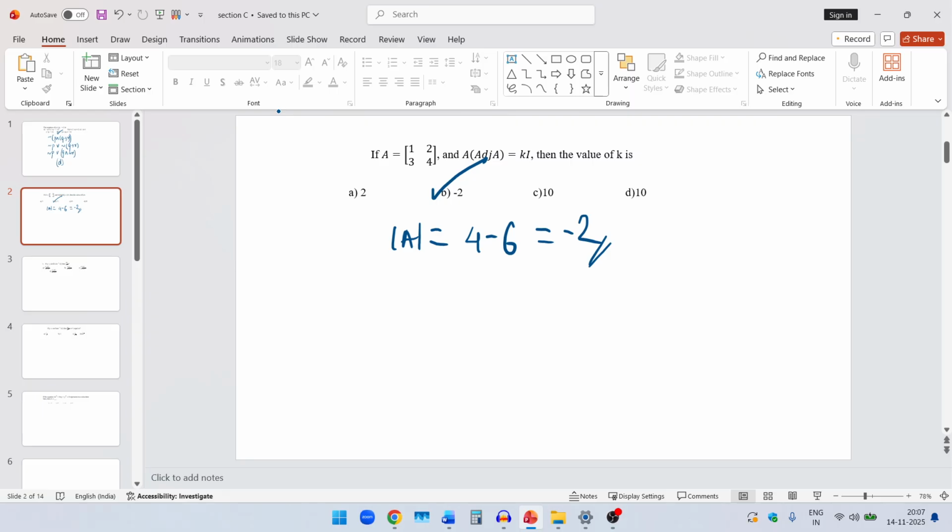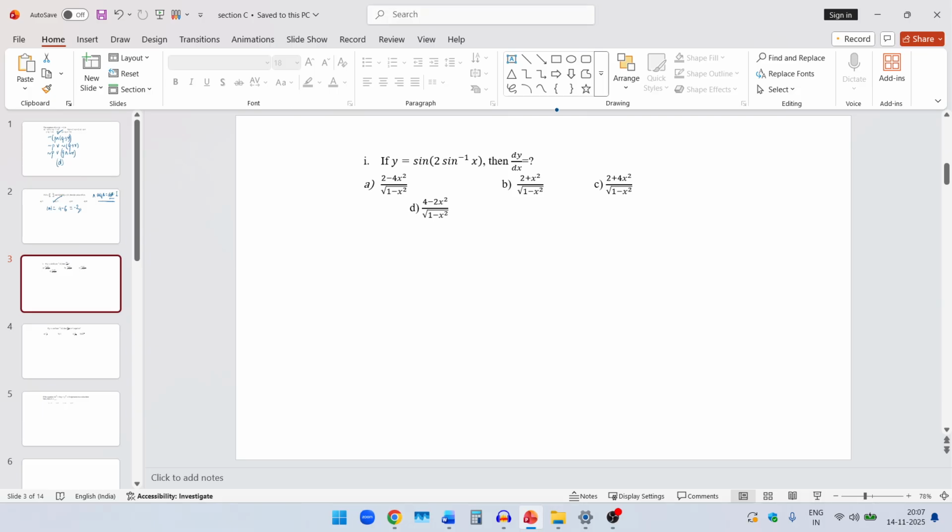So whenever you are given A into adjoint of A, remember this formula: A into adjoint of A is equal to determinant of A into I. This is the formula. So by that means K should be equal to determinant of A, and determinant of A in this case is -2.